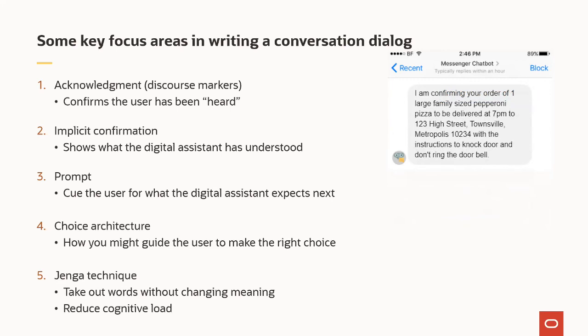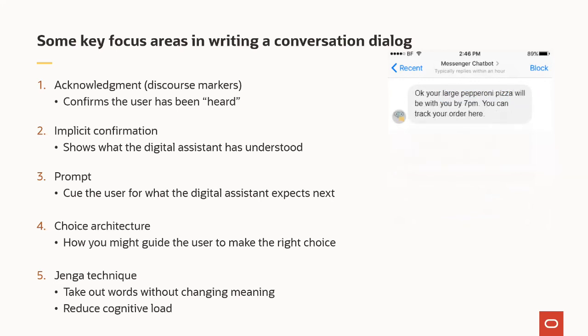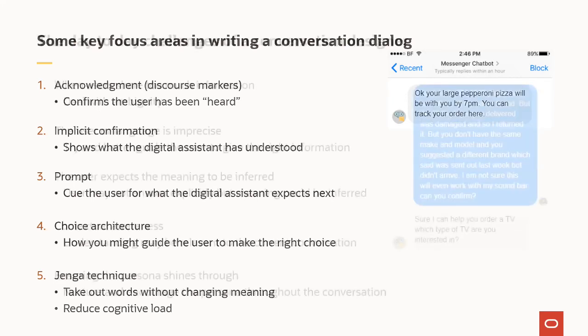So, I'm confirming your order of one large pizza, blah, blah, blah. The user's not really going to read that. Maybe, okay, your large pepperoni pizza will be with you at 7 o'clock. You can track your order here, link. Because the main thing the user needed was the confirmation, pepperoni pizza, 7 o'clock. But if we need to track anything else, we can get that from somewhere else. So reducing down, making it more consumable.